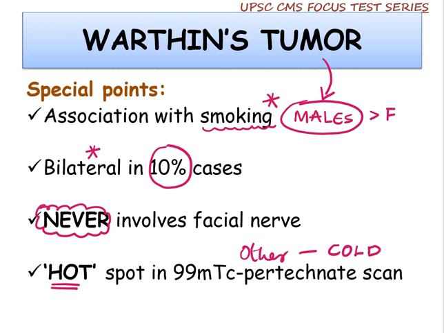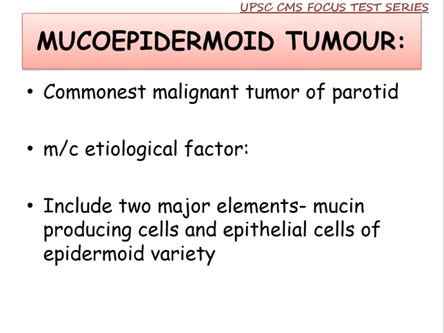Again, the same thing, FNAC is the diagnostic modality for Warthin's tumor, just like for pleomorphic adenoma, and here also the treatment is usually superficial parotidectomy. Next thing to be noted is some of the carcinomas or malignant tumors involving the salivary glands. As I said, the most common malignant tumor of the parotid is mucoepidermoid tumor. Please make a note of this. In parotid, it is always mucoepidermoid tumor.